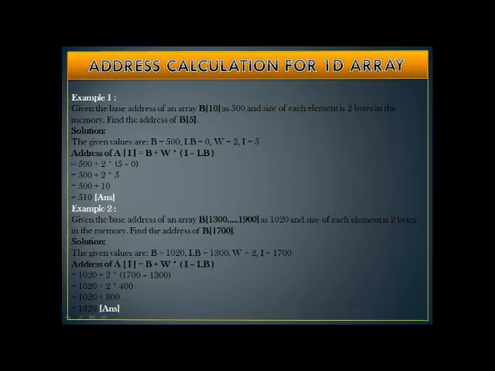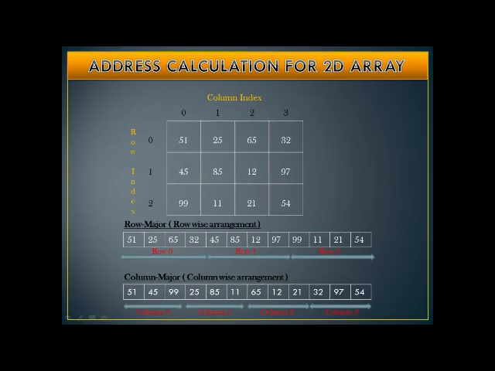Now we are going to move on to the next slide, where we are going to find out the address calculation, or address, of a 2D array. See, over here the 2D array is given where the row index and the column index have been mentioned, the columns start from 0 and end at 3, and the rows start from 0 till 2, and the values have been given.